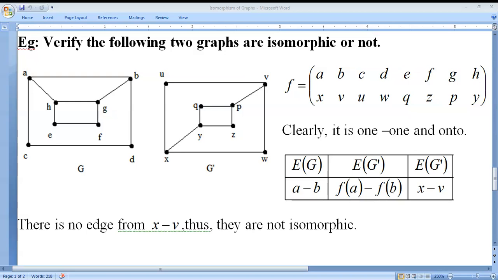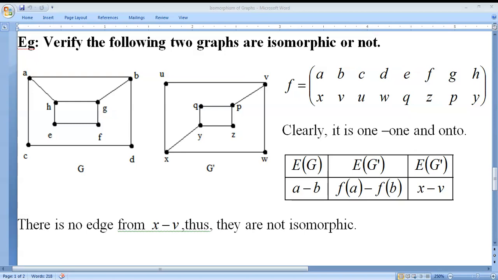Finally I have given some combination: A to X, B to V, C to U, D to W. Let us check why E is mapped to Q. E is associated with two edges, EH and EF. Q is also associated with two edges, QP and QY. So that is the reason why E is mapped onto Q. Now I need to verify whether this function is 1-1 or not.